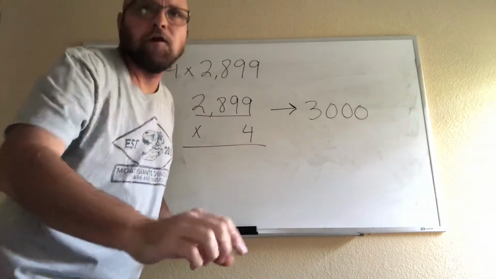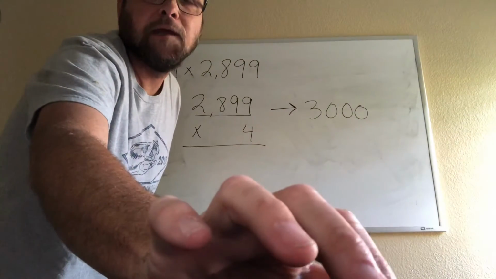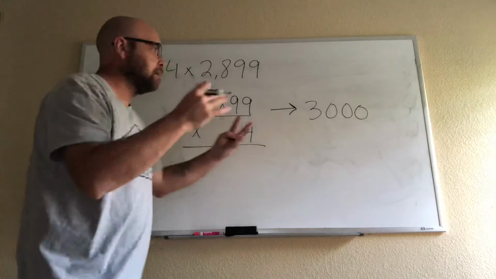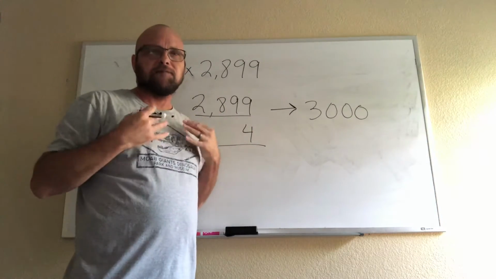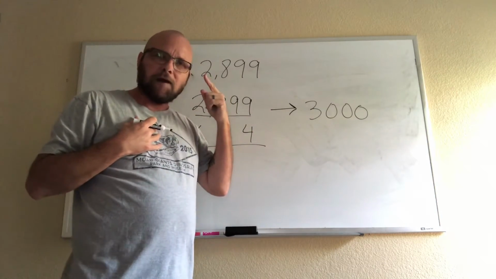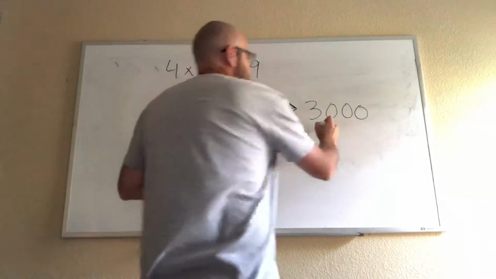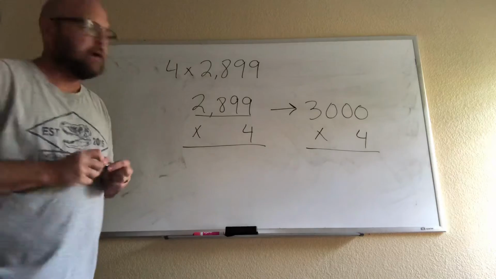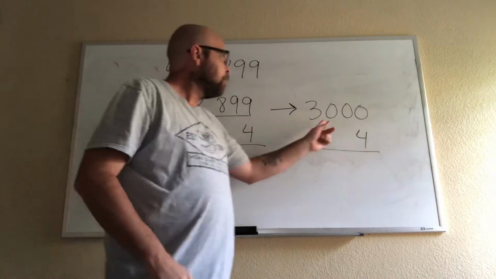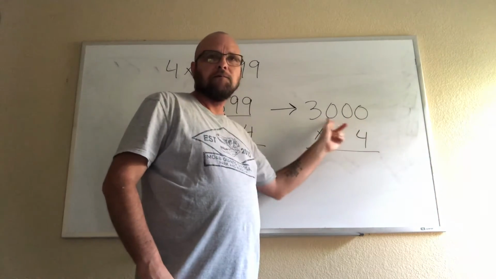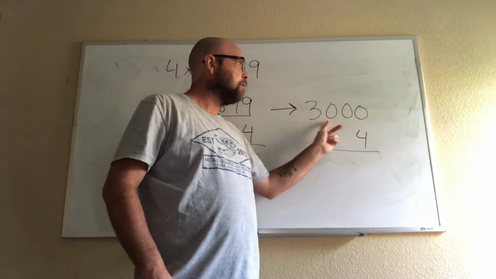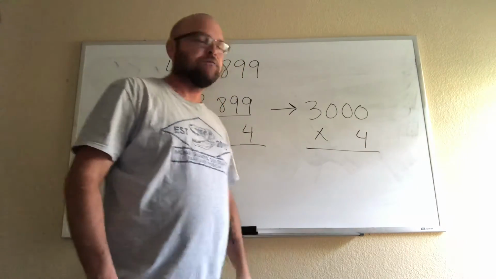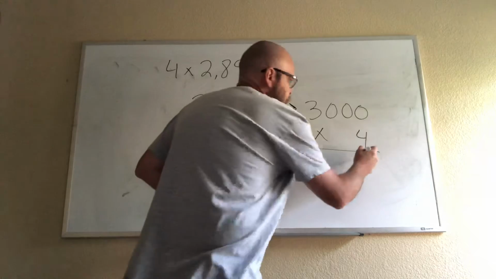I'm not saying I'm rounding. I'm not saying I'm doing anything else. I'm changing it to something that makes sense to me so that I can do it in my head. And I'm still going to multiply it by 4. Now, as I've said in the past, when I have zeros that are trailing behind a number, I have a whole number here, and they have zeros, I can really just bring those 3 zeros down.